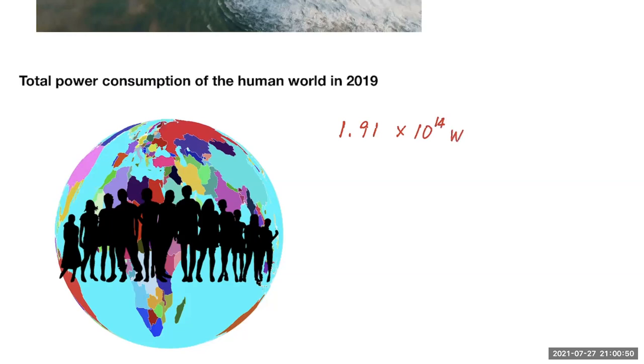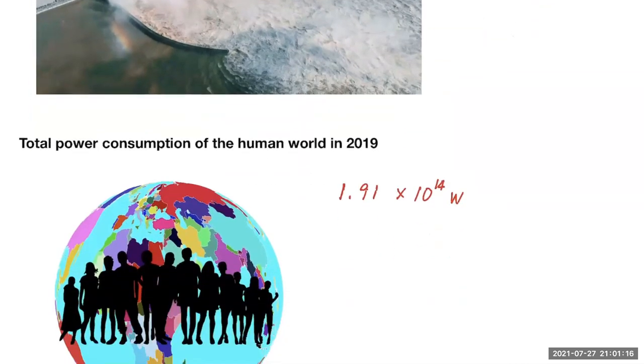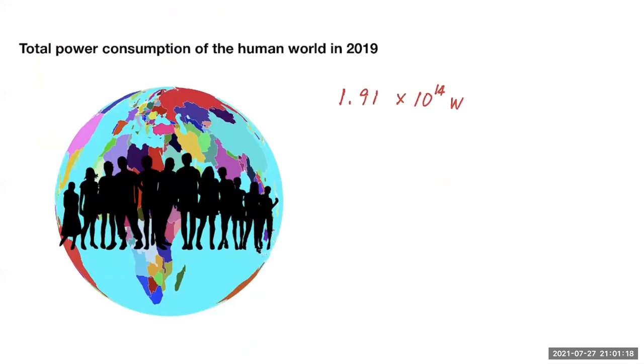Okay, so what is it? That's 191 trillion watts. Okay, 191 times 10 to the 12 watts. You compare that with the power generated by the Three Gorges Dam, and you'll find there's 4 orders of magnitude difference. So therefore, it takes a little over 10,000 of these Three Gorges dams to produce enough power to power the entire human race. And that's the year 2019.